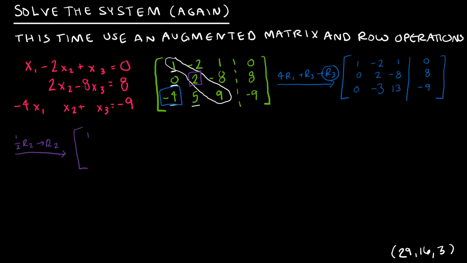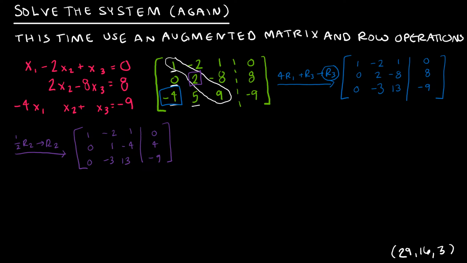So that means row 1 is the same. Row 3 is the same. Row 2, I'm just taking half. So half of 0 is 0. Half of 2 is 1. Half of negative 8 is negative 4. Half of positive 8 is positive 4.